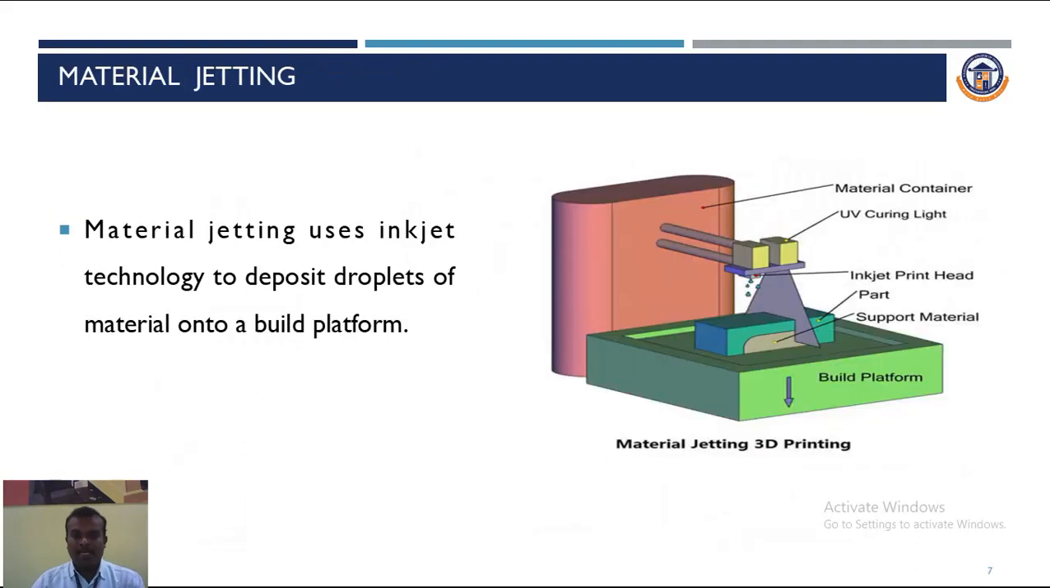Then material jetting. In material jetting, we use inkjet-like technology to deposit droplets of material onto a build platform. We spray the raw material, which is in liquid form, through a nozzle, and then we use ultraviolet rays or laser to solidify the droplets. Material jetting is used for very complex geometries and also for fast production.